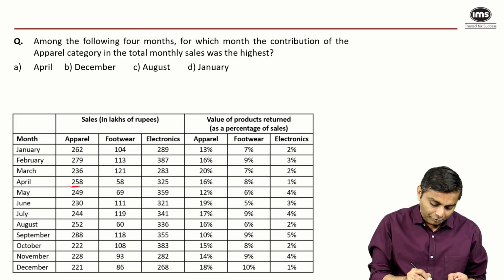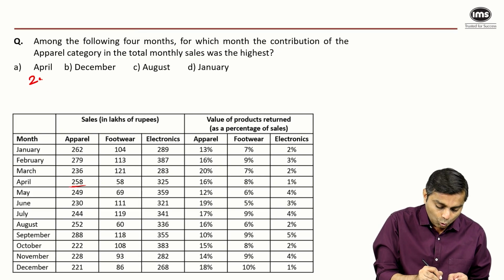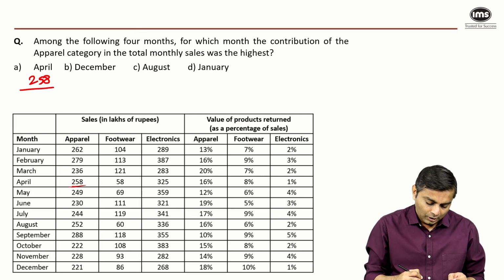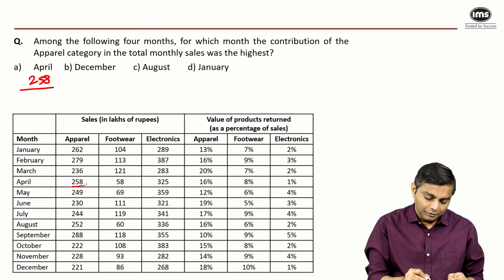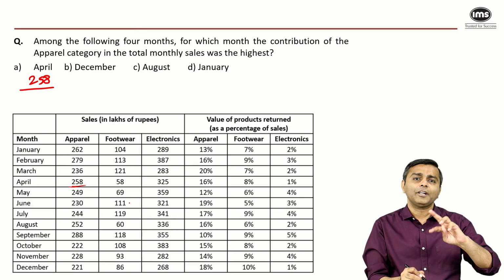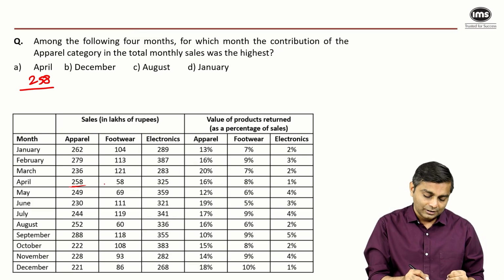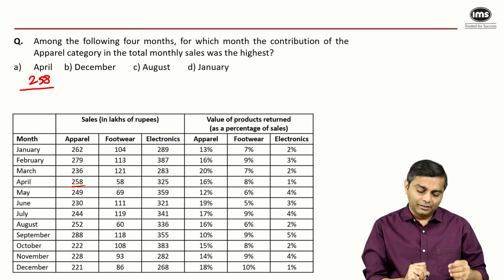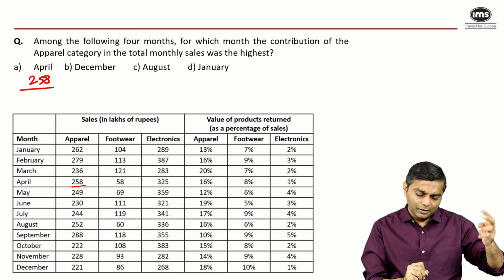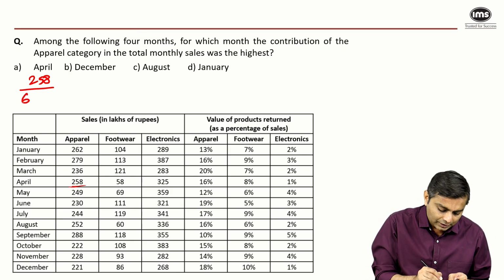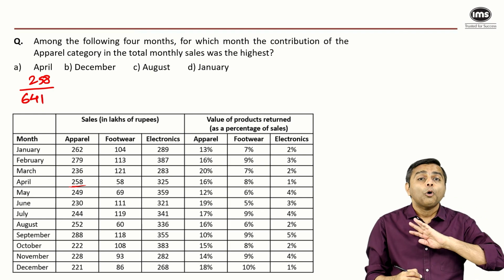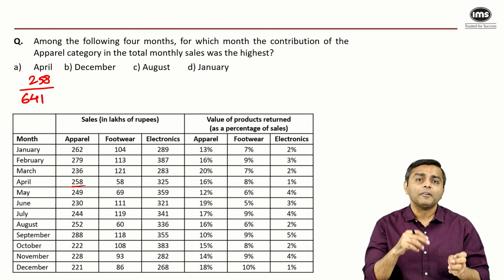April apparel is 258. So this is 258 upon the month's total. The month's total is 258 and 58, 58 is 116, right? So this is 316 and 325. 316 and 325 is 600, 25, 16, 41. So this is 641. Don't be in a hurry to calculate these numbers. We will come back to it.